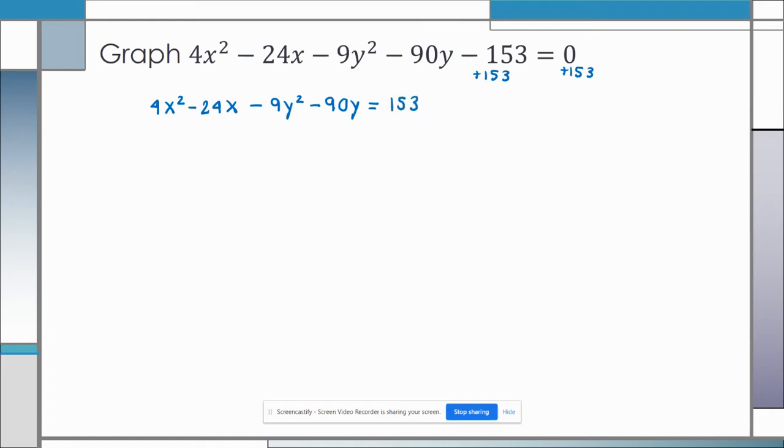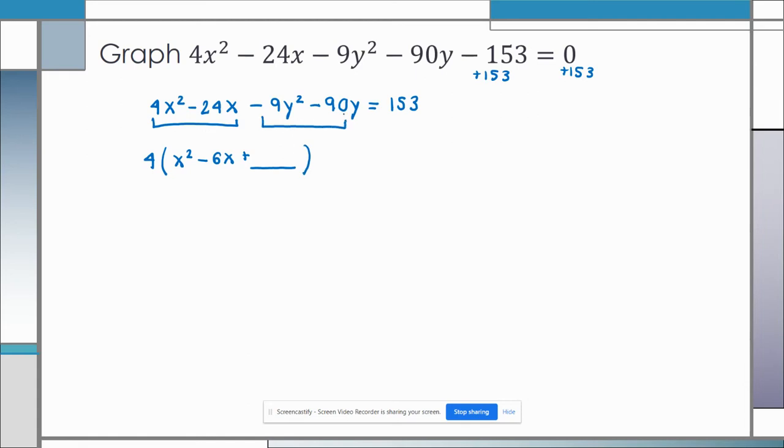In order to complete the square of the first two terms with x, I never want a lead coefficient in front of the squared term. So because there's a 4 out in front, I'm going to factor out that 4. That leaves us with x squared minus 6x in the parentheses, and then I'm going to leave a spot for me to actually complete the square.